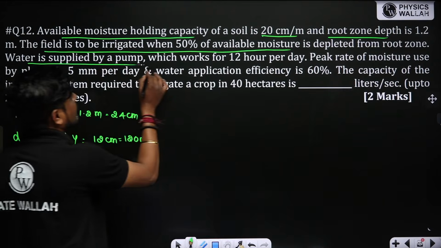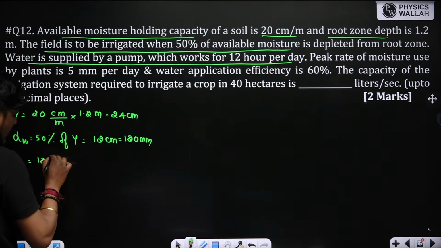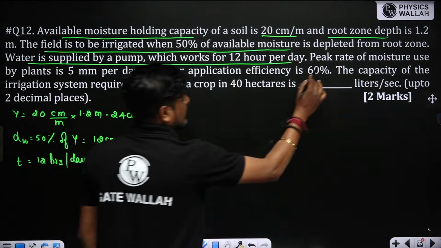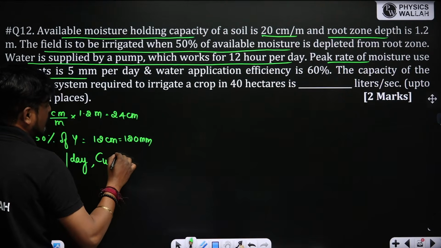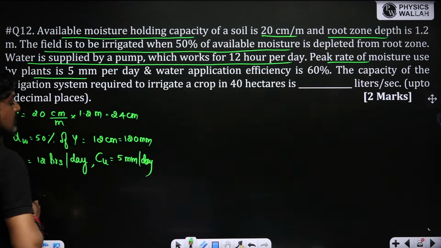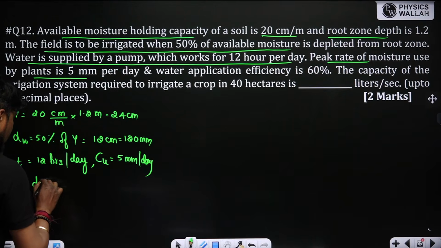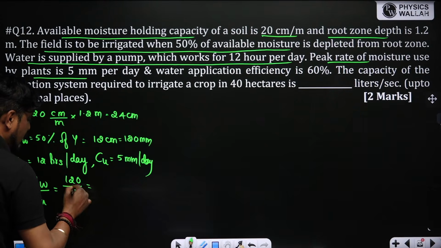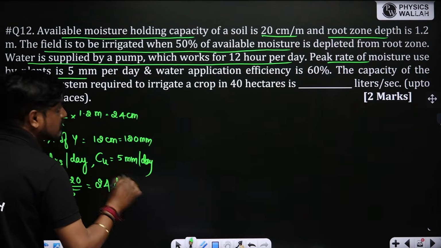Water is supplied by a pump which works for 12 hours per day. Pump working time 12 hours per day. Peak rate of moisture used by plants, consumptive use, is given as 5 mm per day. So now if you know the consumptive use 5 mm per day, frequency of irrigation is equal to dW divided by Cu. So 120 divided by 5, 5 twos are 24. 24 days you will get.